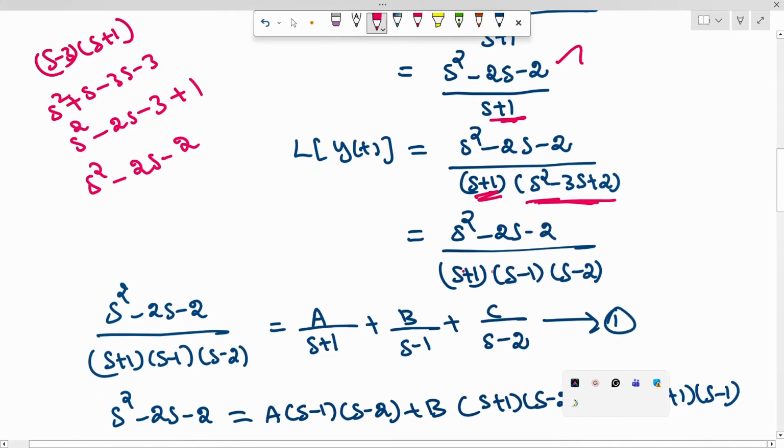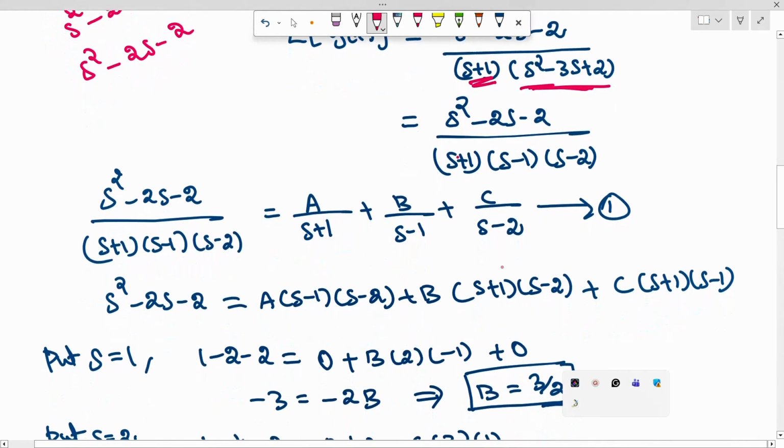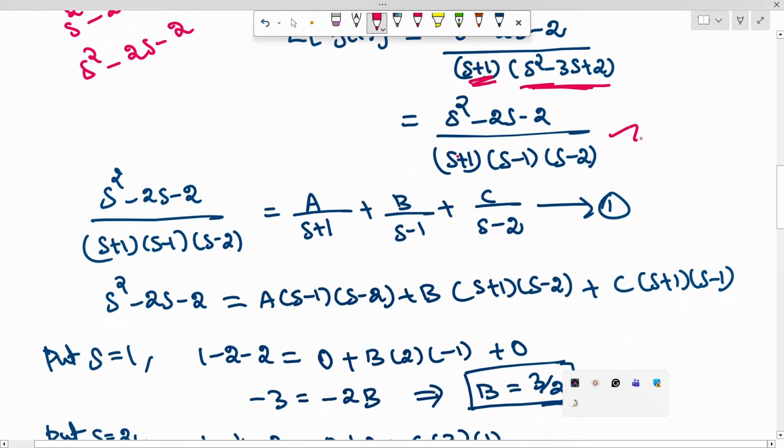We don't have any direct formula for this Laplace transform value. That's why, with the help of the partial fraction method, we can easily simplify this one. Now take our right hand side term, s square minus 2s minus 2 divided by s plus 1 into s minus 1 into s minus 2, equal to, we can write, a by s plus 1 first term, plus b by s minus 1 second term, plus c by s minus 2 third term, which is equation number 1.